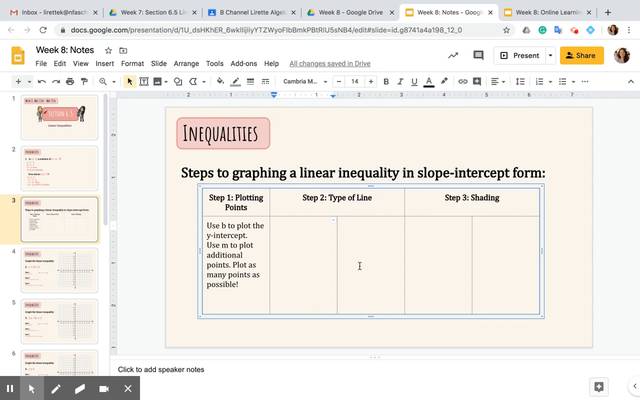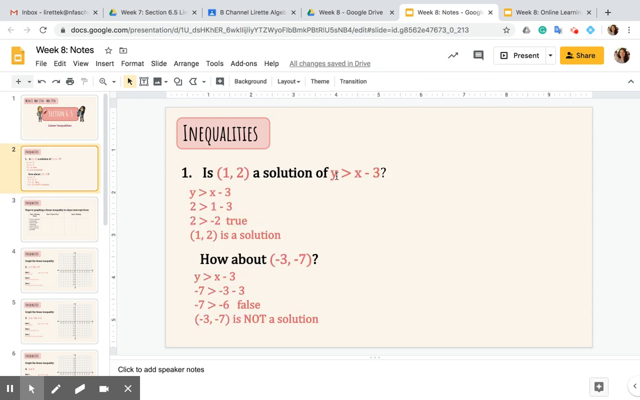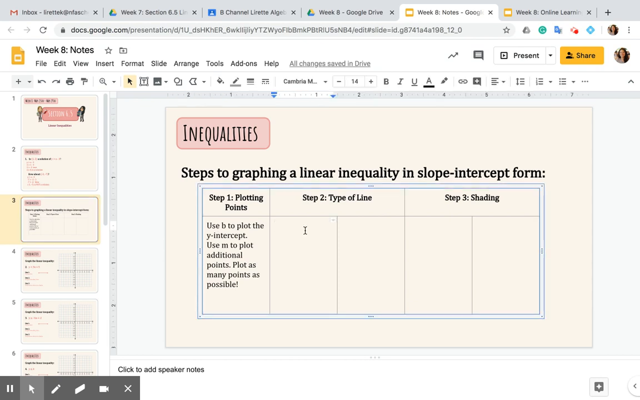So step 2 is where things start changing. As you can see from the previous example, this is not an equal sign. It's an inequality symbol. That type of symbol is going to determine the type of line you have. If you have a symbol like this or this, so the inequality symbols without the bar, you're going to connect your points with a dashed line, okay?